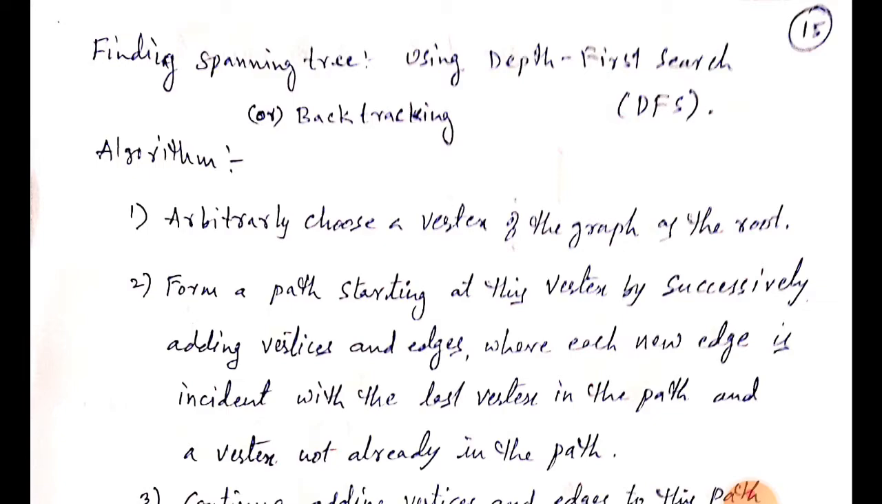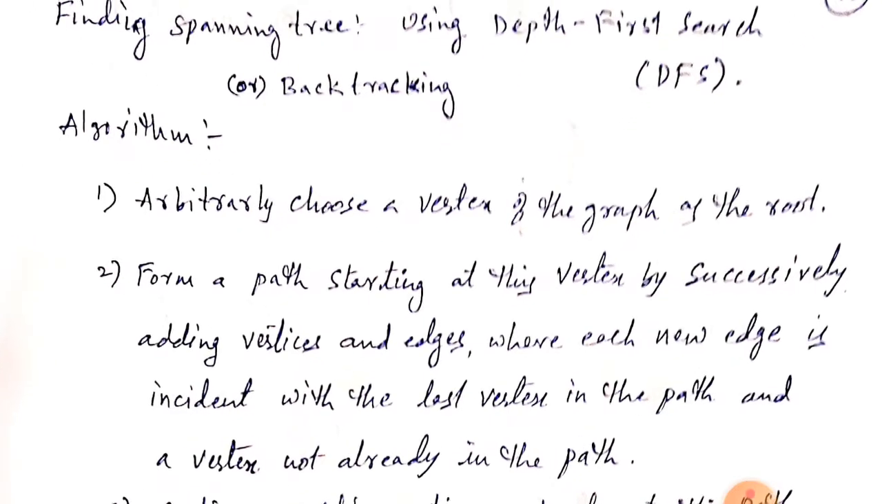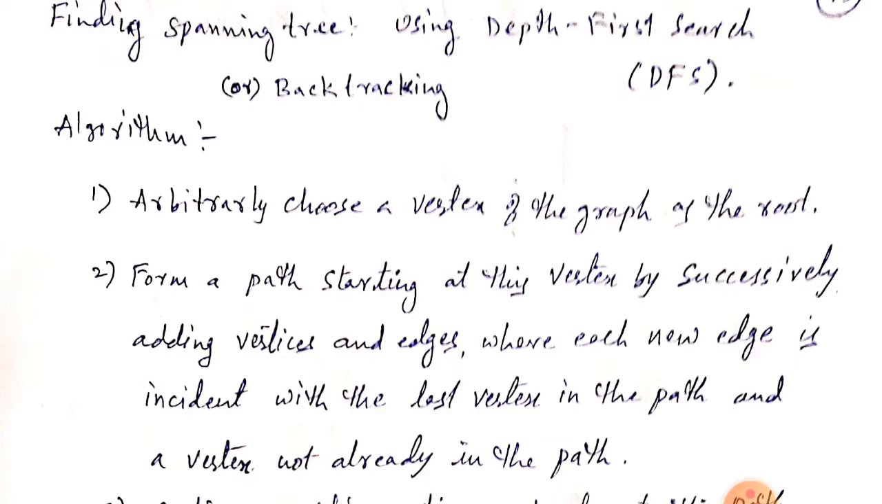Now the first step: for a given graph, given tree, we have to find the spanning tree using depth first search. Now for the given graph or tree, arbitrarily we have to choose a vertex of the graph as the root. So we have to choose it arbitrarily.